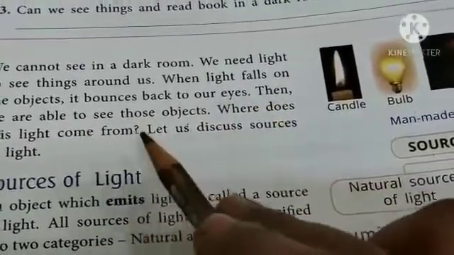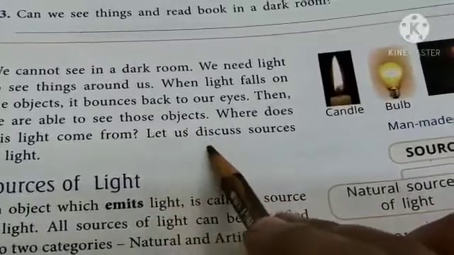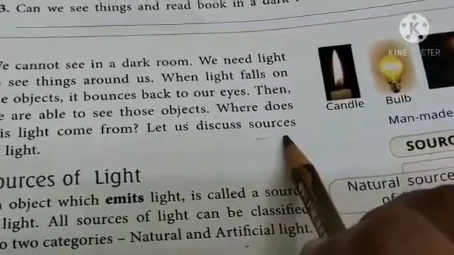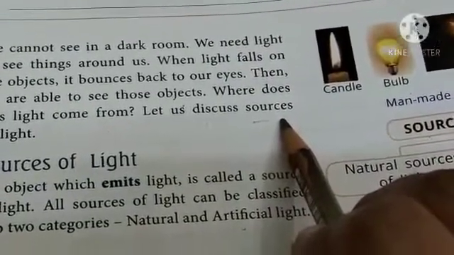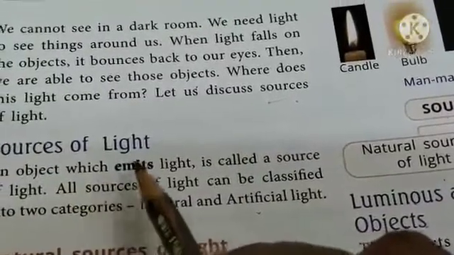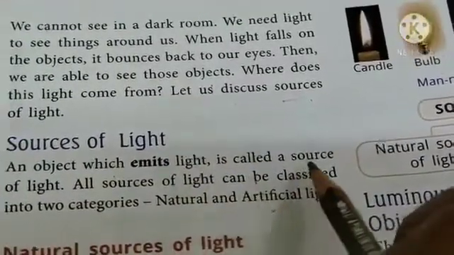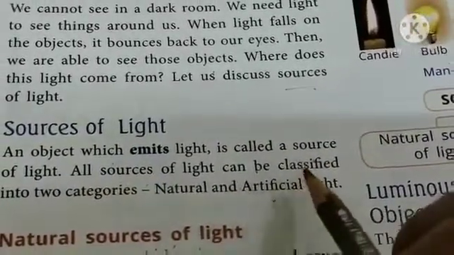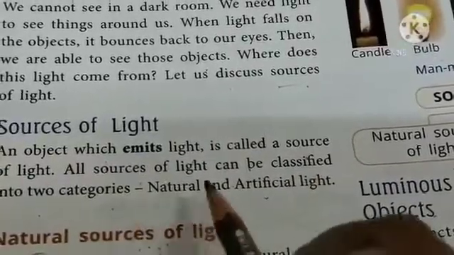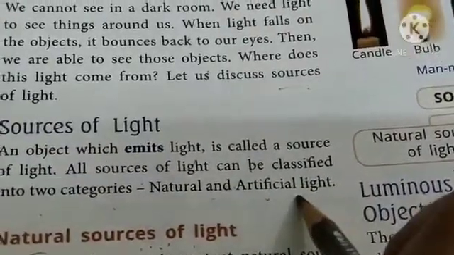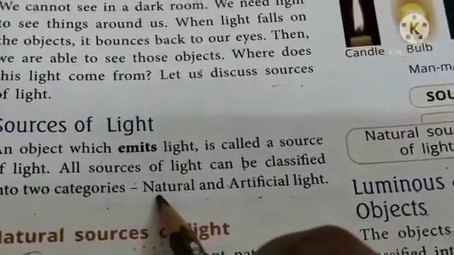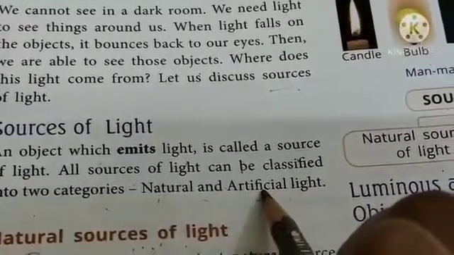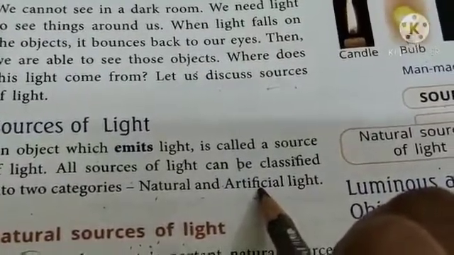Now where does light come from? Light comes from the sources of light. Sources of light means the things which give us light. An object which emits light is called a source of light. All sources of light can be classified into two categories: natural and artificial. Natural means the sources which are created by nature, and artificial means the sources which are created by man.